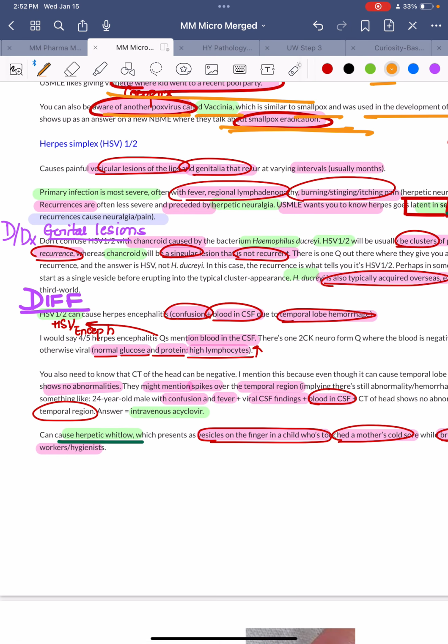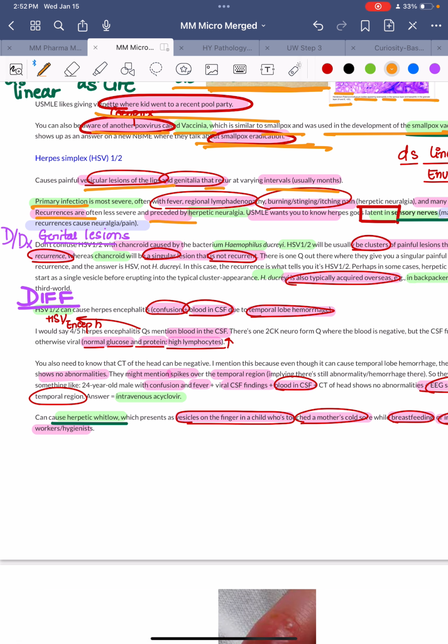So let's see what diseases can be caused. We need to know the virus, and then we can tell, okay, this disease is caused by this virus, right? And then we have to connect it back to the viral characteristics. And remember, of course, we are doing a discussion of the DNA viruses, so they are all DNA, right? So if a patient develops vesicular lesions of the lips and the genitalia, and they recur at various intervals, the diagnosis is herpes simplex, HSV 1 and 2 infection, right? And then they can ask which infection is most severe. So the primary infection is most severe, and the recurrences generally are less severe, right? And the development of these vesicles can be preceded by herpetic neuralgia.